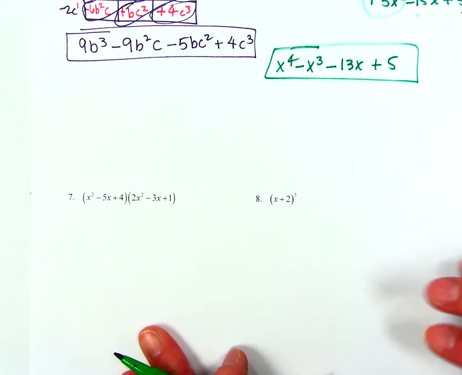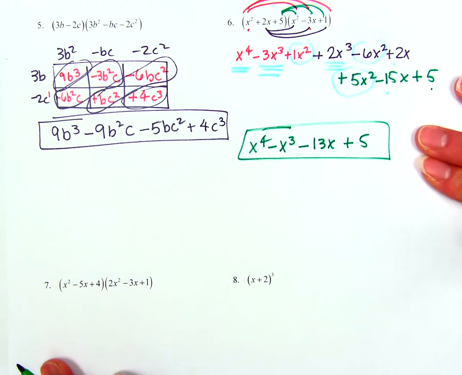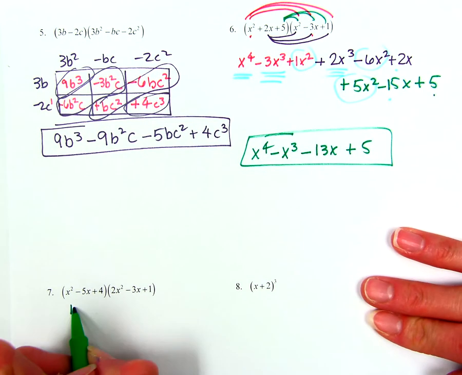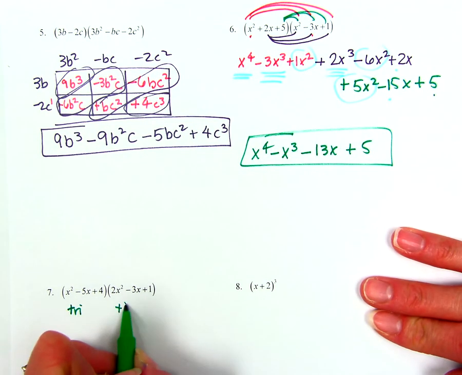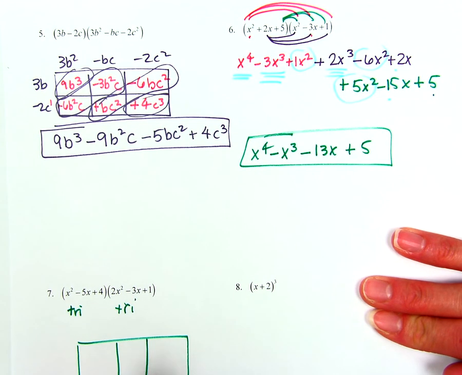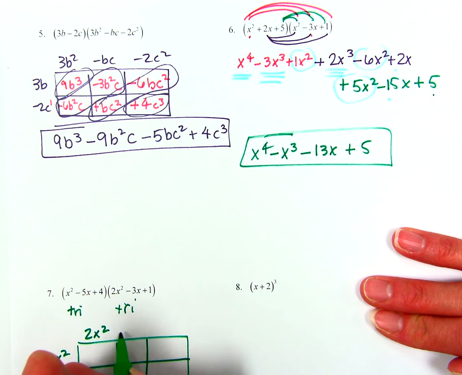All right, 2 more problems. This time let's do the box method, because sometimes this can be confusing, right? If you're not good at keeping track of what have I already multiplied, that's the whole reason why I have the box method as an option. So I have a trinomial times a trinomial. So you basically are making like a tic-tac-toe thing. So we have x squared minus 5x plus 4. Over here we have 2x squared minus 3x plus 1.